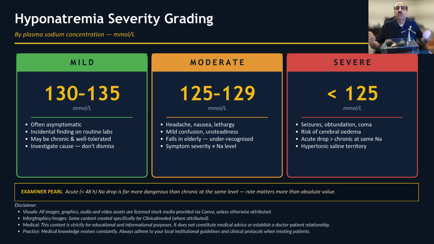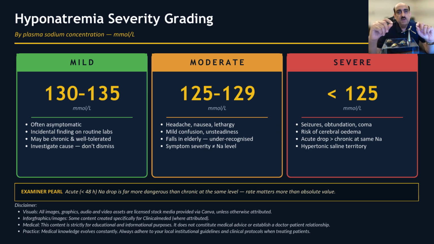Hyponatremia is divided into three severity bands. Mild, with a serum level of 130 to 135, is often asymptomatic and usually picked up on routine labs. Moderate, 125 to 129, presents with non-specific symptoms: nausea, headache, malaise, a bit of confusion, and especially falls in the elderly. Severe hyponatremia, a serum level of less than 125, can present with very profound symptoms like seizure and obtundation, and here we are talking about possible hypertonic saline territory. We'll come to that in our management module.